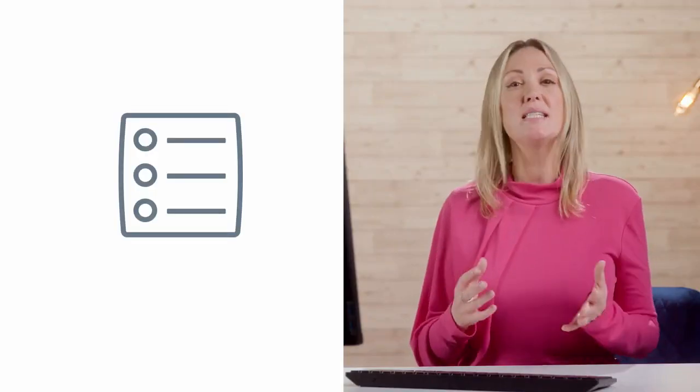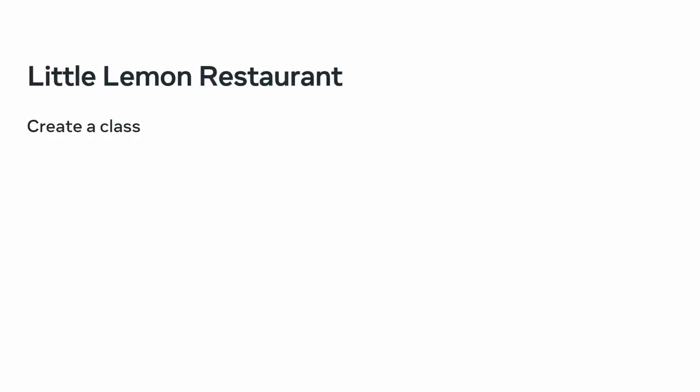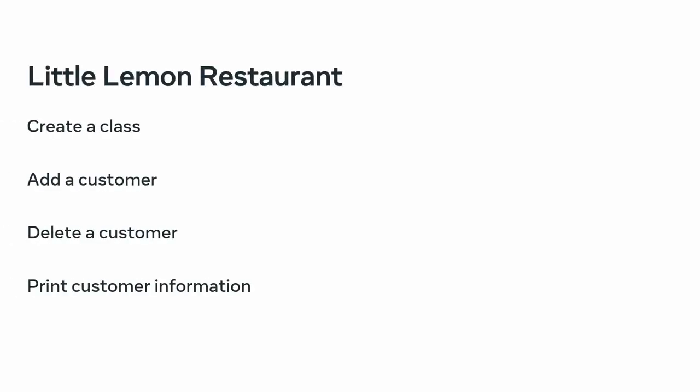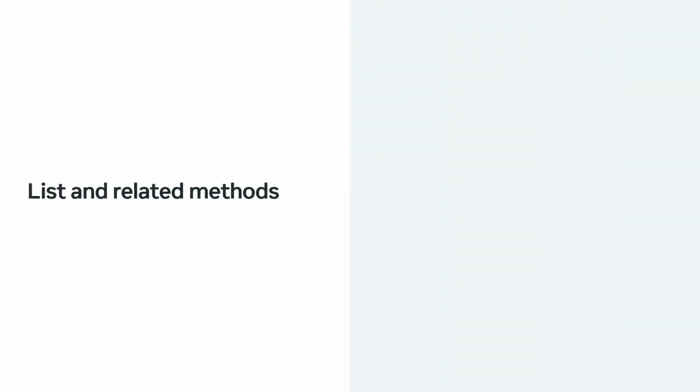Let us say you have a list of customers for the Little Lemon restaurant. To store this data, you create a class that allows you to add a customer, delete a customer, or print all customer information. In addition, you want that list and all related methods to be accessible anywhere in the app. You can solve this problem by using a singleton.